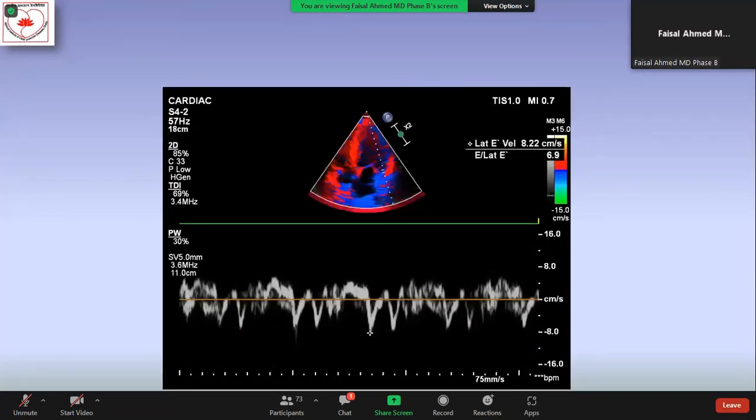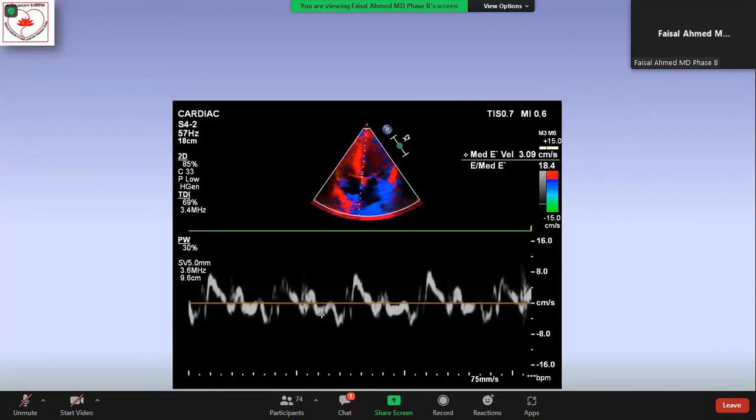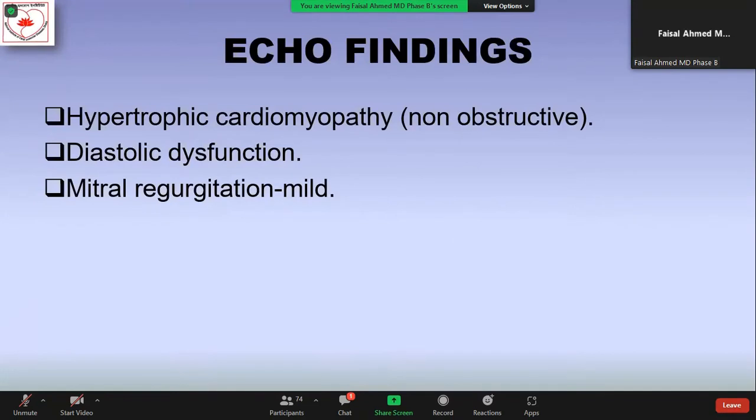The pulse tissue Doppler imaging was done with a view to diagnosing diastolic dysfunction, and the lateral annular E by E prime ratio was found to be 6.9, and the medial annular E by E prime ratio was found to be 18.4, denoting diastolic dysfunction. So in summary, our echo findings suggest hypertrophic cardiomyopathy of non-obstructive variety, diastolic dysfunction, and mild mitral regurgitation.